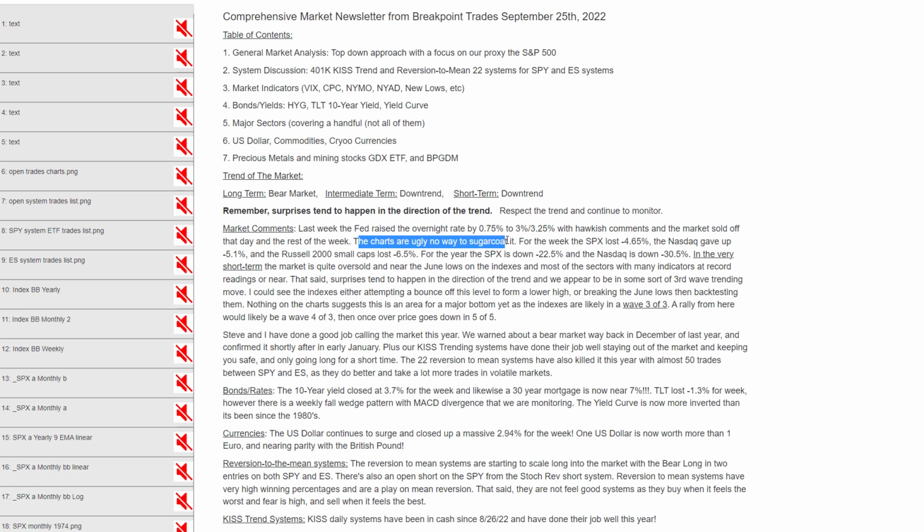The charts are ugly. There's no way to sugarcoat it. For the week, the S&P lost 4.65%. The NASDAQ gave up 5%. The Russell 2000 gave up 6.5%. For the year, the S&P is down 22.5%. The NASDAQ is down almost 31%.